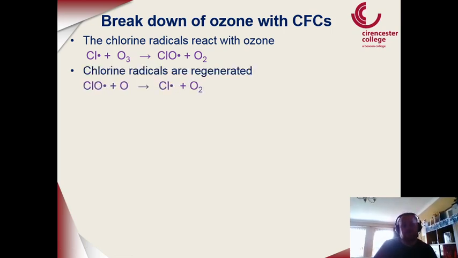Chlorine radicals then break down. They react with more oxygen, making oxygen gas and regenerating the chlorine radicals. So what we've done is we've destroyed an ozone molecule. We've made an O2 molecule and a chlorine oxide radical. The chlorine oxide radical has reacted with an oxygen radical and just made oxygen. So we've not regenerated the ozone, but what we have done is regenerated the chlorine.